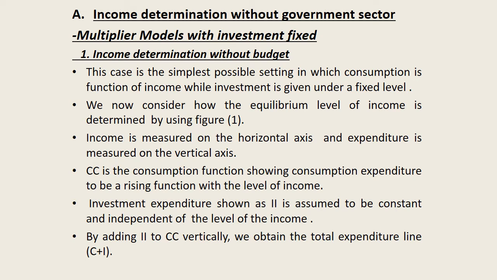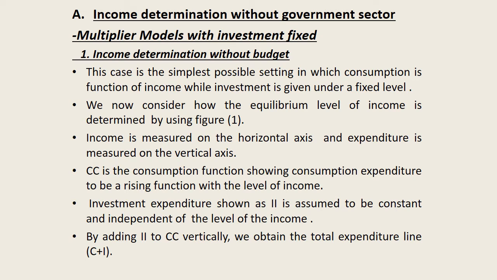Firstly, any figure has a vertical axis and a horizontal axis. In our figure, income is measured on the horizontal axis and expenditure is measured on the vertical axis. We also have the CC function, which is the consumption function. This function shows consumption expenditure to be a rising function with the level of income. السي سي اللي هي دالة الاستهلاك، ودالة الاستهلاك بتأخذ شكل دالة متصاعدة مع مستوى الدخل.